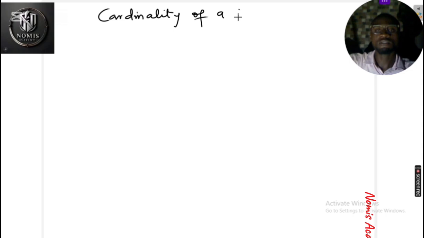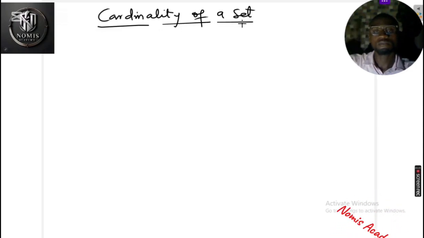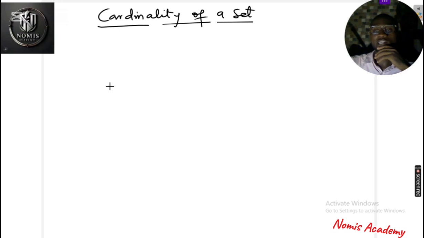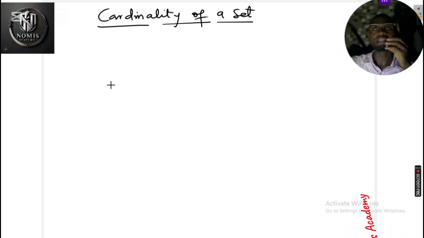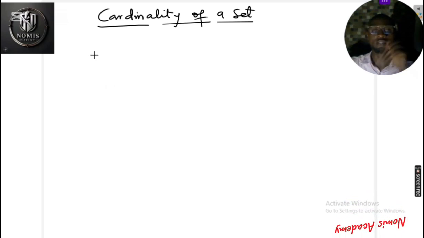Cardinality of a set. So what do I mean by cardinality of a set? Cardinality of a set simply tells the number of elements in a particular set.